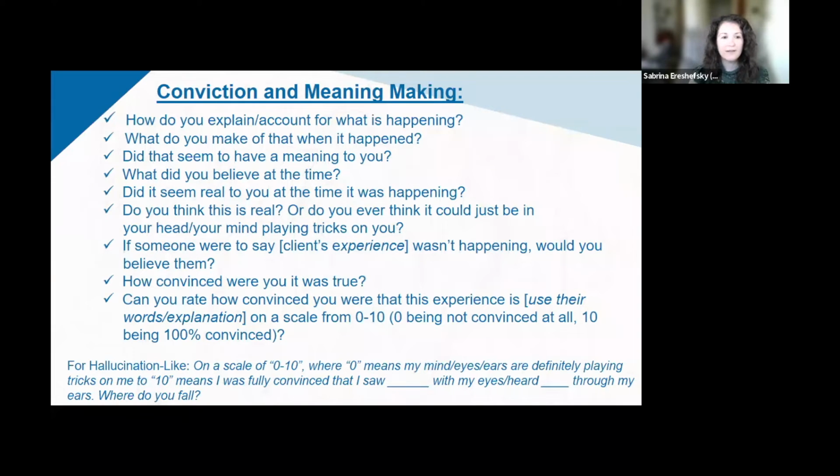So will they take the line? Will they say, maybe I do have some doubt, maybe it is my mind playing tricks on me? So even if in the moment they're saying, I was fully convinced, we're trying to get a little bit of that nuance in their experience.